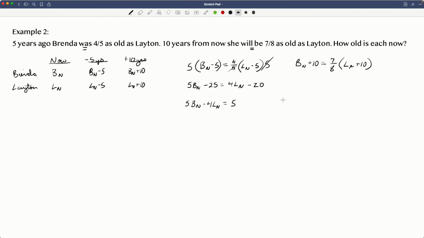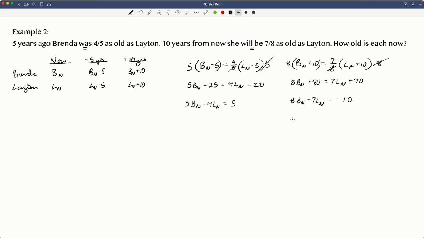Okay? So now let's look at this one, see if we can break it down. Again, we have a denominator, so we're going to multiply both sides by that denominator because it is equal. And that's going to allow us to cancel on this side. 8BN plus 80 equals 7LN plus 70 when we apply distribution. So now we're going to move things around. We're going to subtract 80 from both sides and 7LN from both sides. That's going to give me 8BN minus 7LN is equal to negative 10.